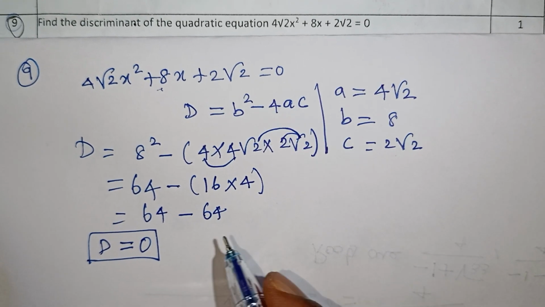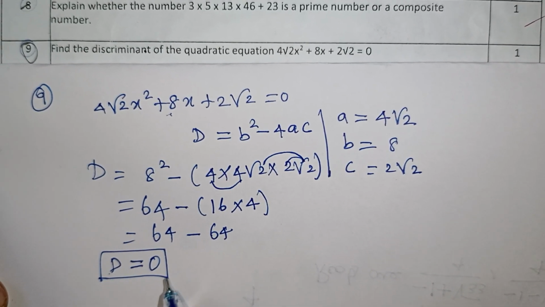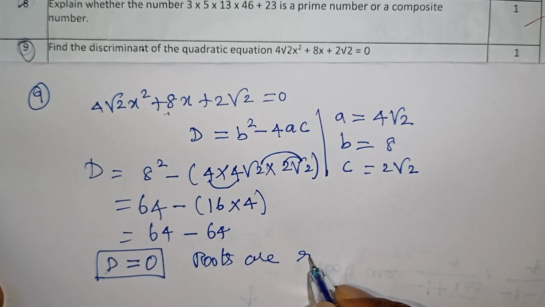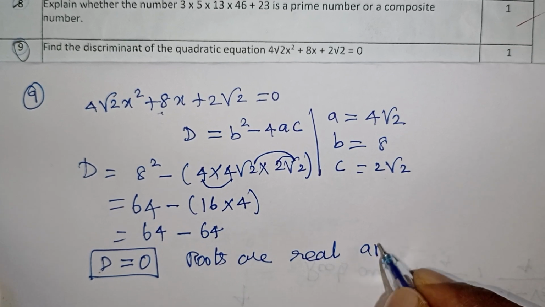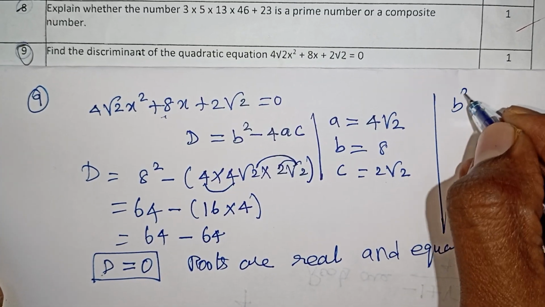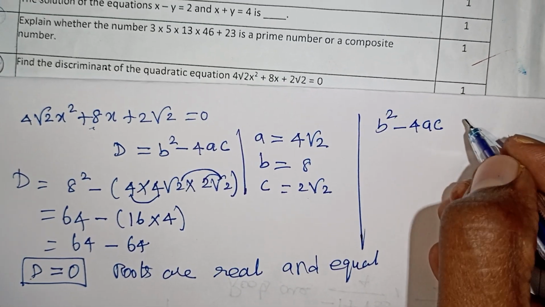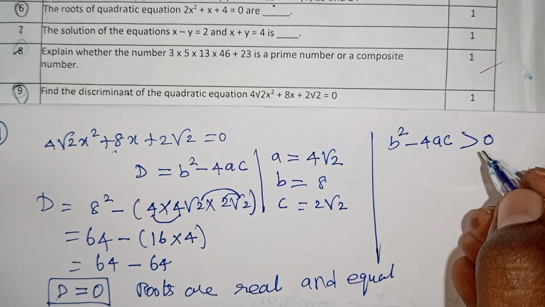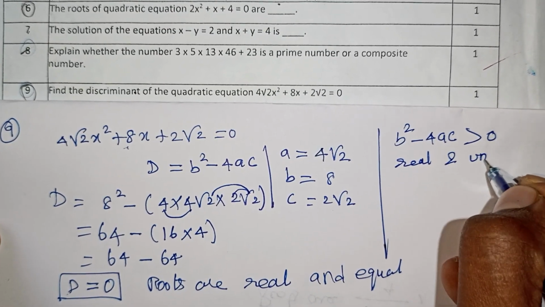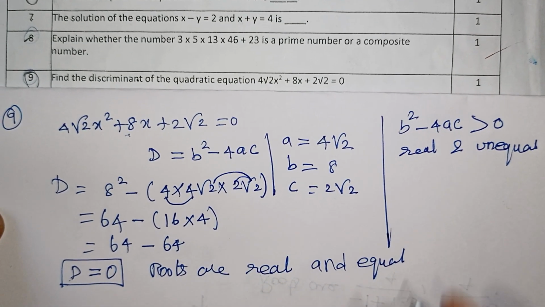Suppose in your exam if they ask us to find the nature of the root, since the discriminant is 0, we can write the roots are real and equal. Suppose whenever we are finding the discriminant, that is b squared minus 4ac, if it is greater than 0, we have to state that the roots are real and unequal or distinct. If it is 0, roots are real and equal.